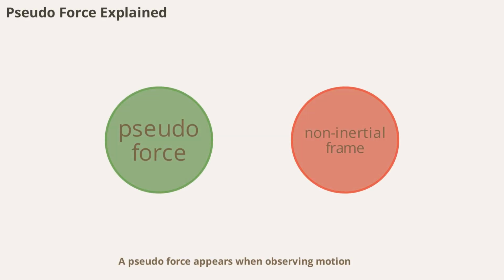Pseudoforce appears when observing motion from a non-inertial accelerating frame of reference. For example, when a car suddenly accelerates, passengers feel pushed back, even though no physical force is acting in that direction. This apparent force helps us analyze motion from different perspectives, especially in rotating or accelerating systems.